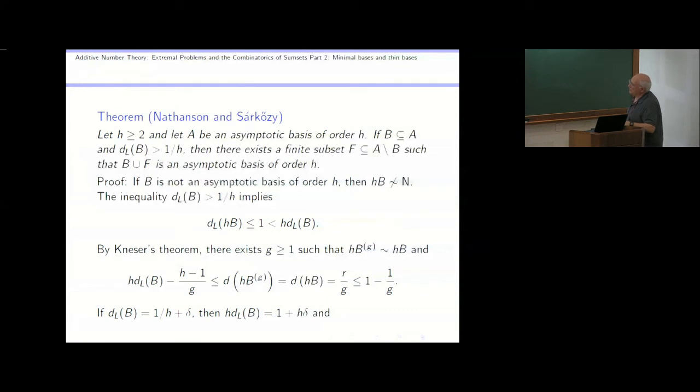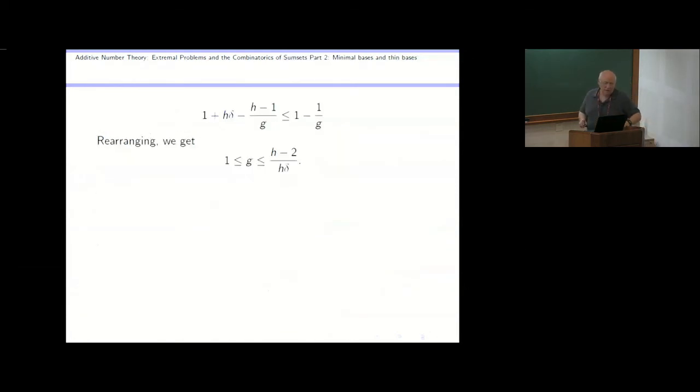Now, the density of B is greater than 1 over H. Let's say it's 1 over H plus delta, and so H times the density is 1 plus H delta. If I take this and plug it into this inequality, I get this. And rearranging, it actually gives us a bound for how large the modulus G can be. So G is some positive integer which does not exceed H minus 2 over H delta. Of course, if we're dealing with bases of order 2, we're done, because there is no such G. So this is really only serious when H is 3 or greater.